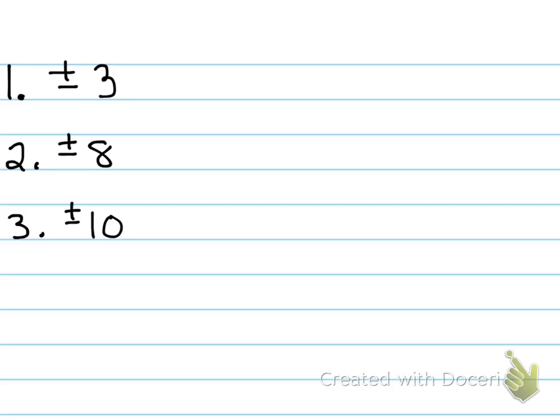All right, someone raise your hand and tell me what is the answer to number 1. Jonathan? 3. No. Positive and negative 3. Very good. What about number 2? John? Positive and negative 8. Very good. What about number 3, Vanessa? Positive, negative 10. Very good. What about number 4? Brandon? Positive and negative 13. Very good.